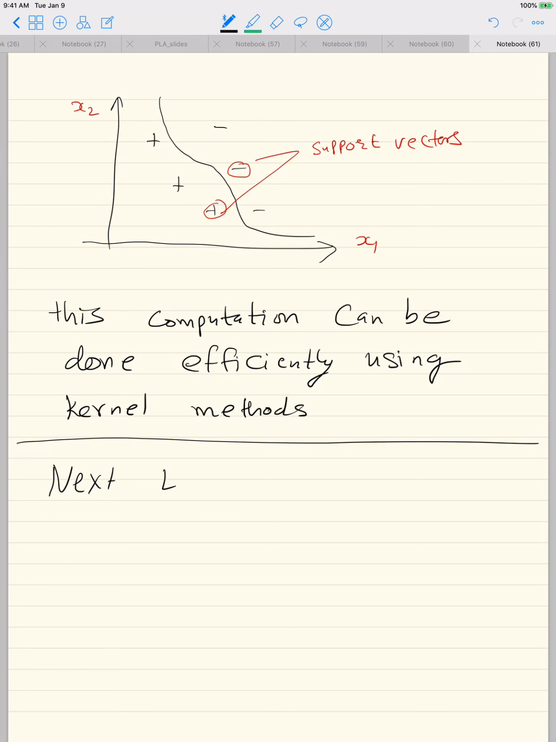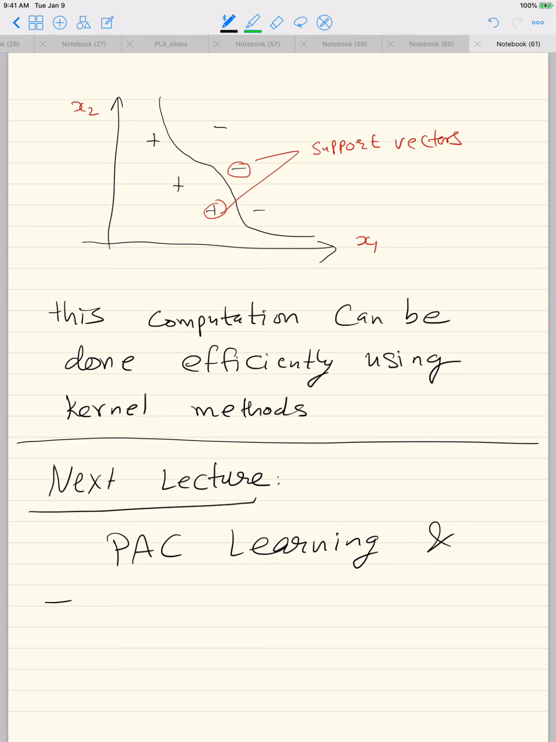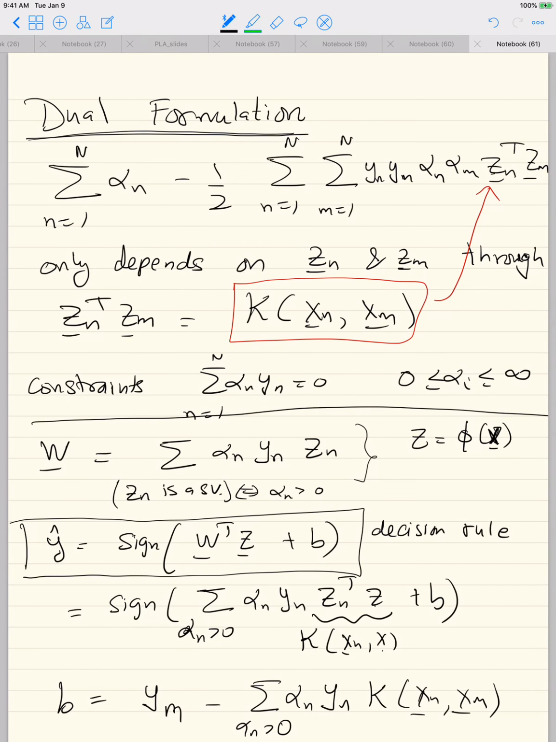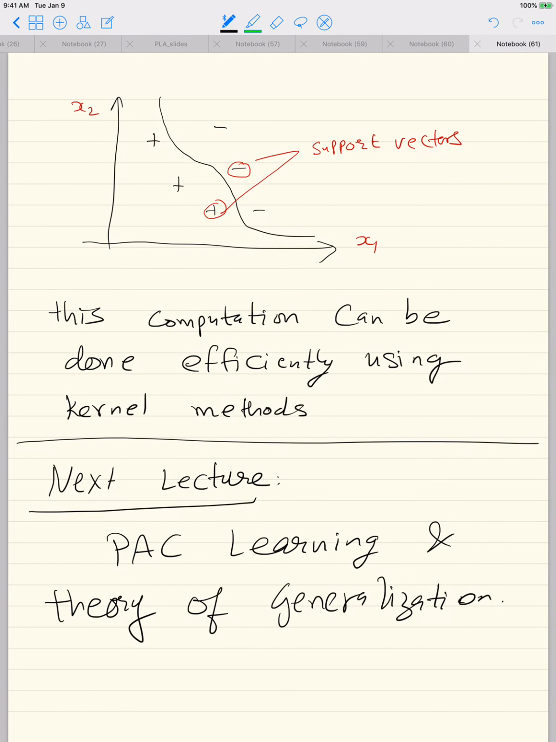Starting next lecture, we will go to a new topic called PAC learning and theory of generalization. Once we understand this, we can actually go back and see why such kernel methods are not only a computationally efficient method, but the decision boundaries that we get from this SVM will in fact have good properties, will be a good solution in that it will perform well on unseen data and give us smaller test error.